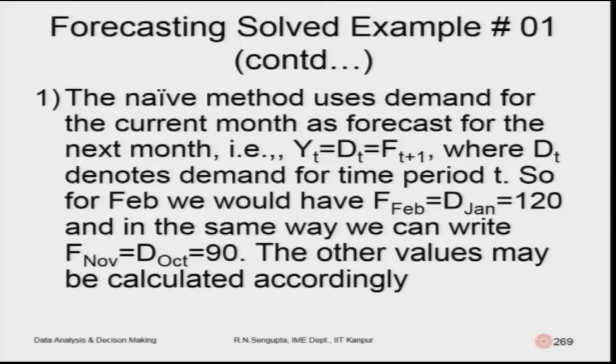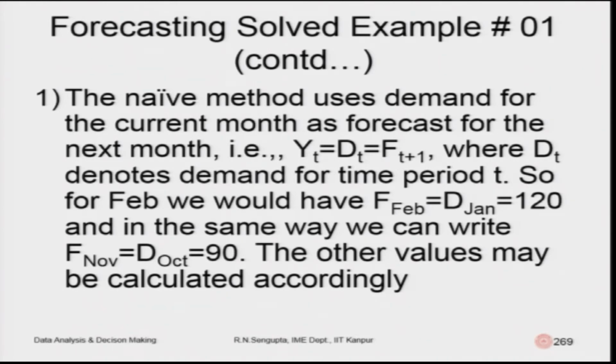Now, the first method, the naive method, uses the demand for the current month as the forecast for the next month. So, whatever the demand is would be the actual forecast for the next month. That means F_{t+1} would be equal to Y_t. So, the forecast for month 2 would be the actual demand for month 1, and we will proceed accordingly. In place of Y, we are writing D, which is the demand for period t.